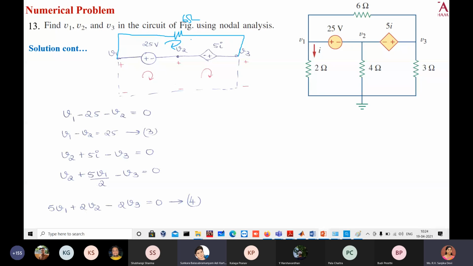Whenever we take KVL for a supernode, we do not consider the resistors. Even if we consider the resistor, only if we consider a closed loop, we will be able to write the KVL equation. But since the current through the 6 ohm is unknown, we will not be able to write a KVL equation for this one. And that is the reason why we are not considering that. Okay.